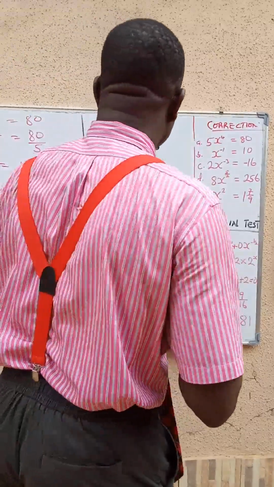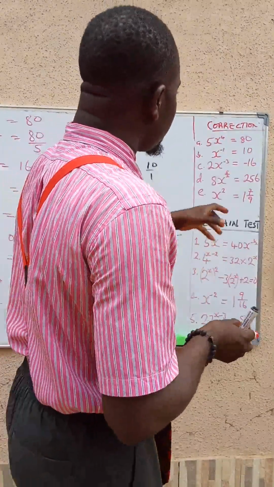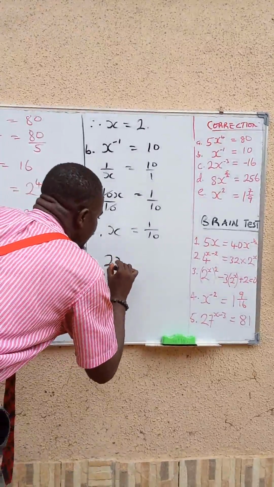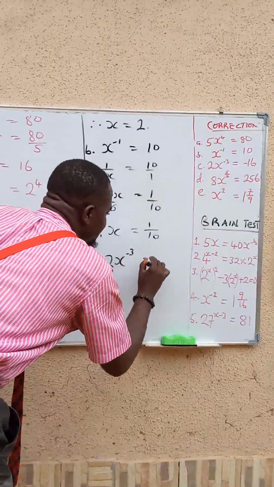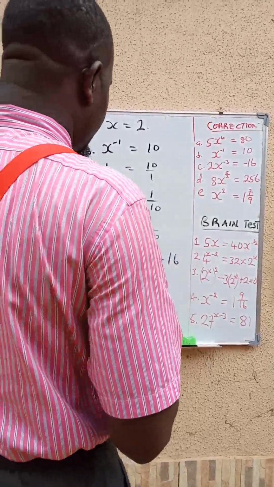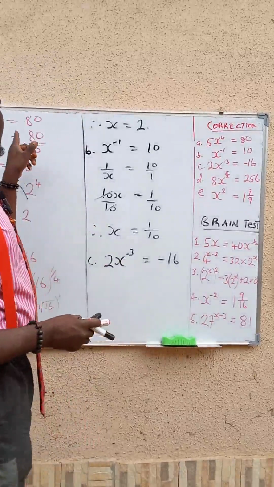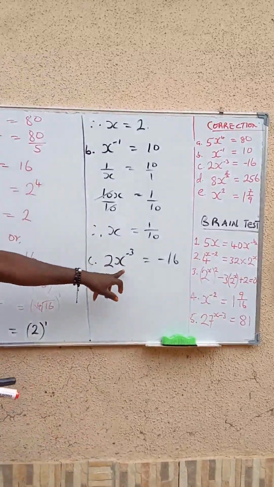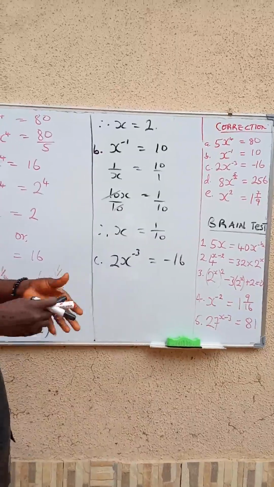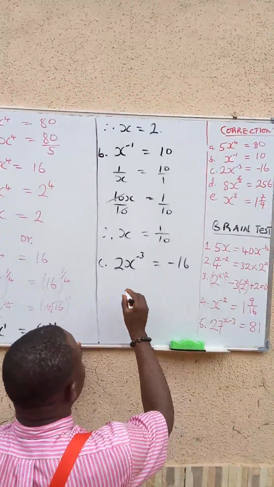So the number C said that 2x raised to the power of minus 3 is equal to minus 16. Now, what do we do here? In this case, what to do is to first divide. I told you here, the coefficient of x, no matter the power it has, index or exponent, must be 1. So the first step I'll take is to divide both sides by 2.